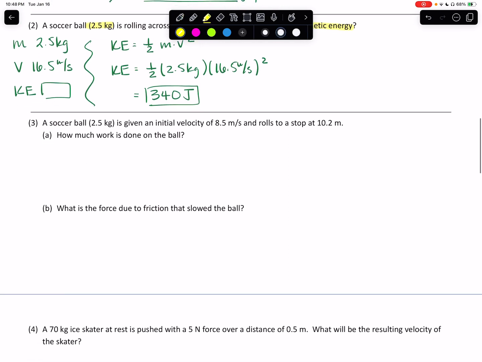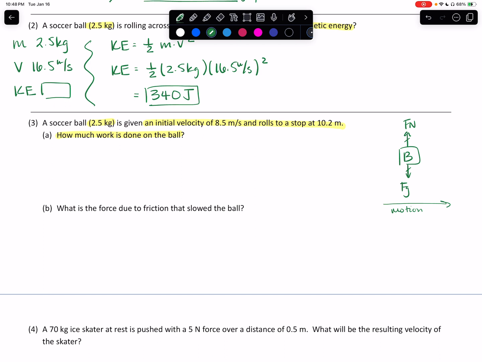Now we have a soccer ball, still 2.5, and it's given an initial velocity of 8.5 meters per second and rolls to a stop at 10.2 meters. How much work is done on the ball? So let's think about what's happening to our ball. We've got our normal force, we've got our gravitational force, those are equal and opposite. The ball's rolling to the right. It doesn't say that, but that's how I always draw them.